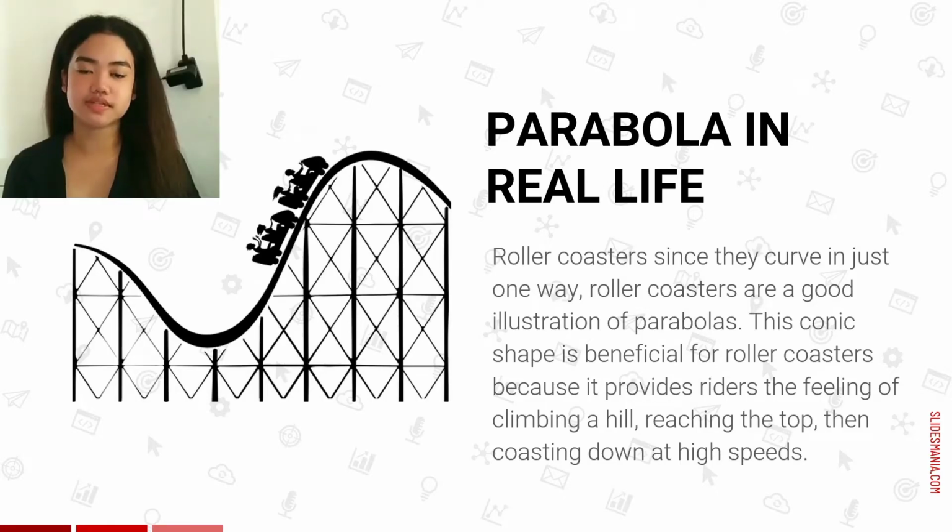Roller coasters are a good illustration of parabolas. This iconic form is beneficial for roller coasters because it provides riders the feeling of climbing a hill, reaching the top, and then coasting down at high speed.